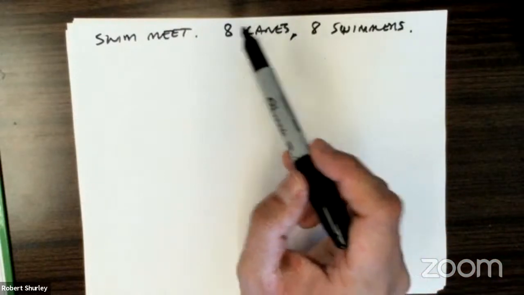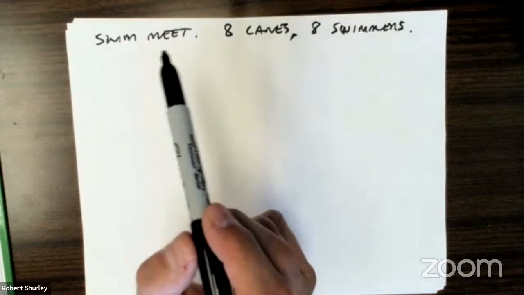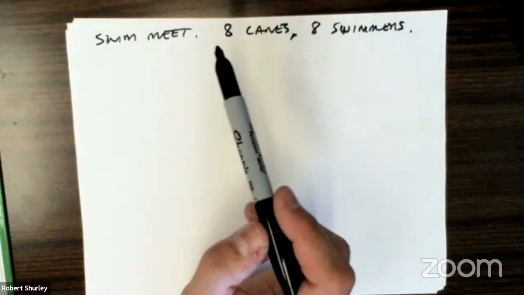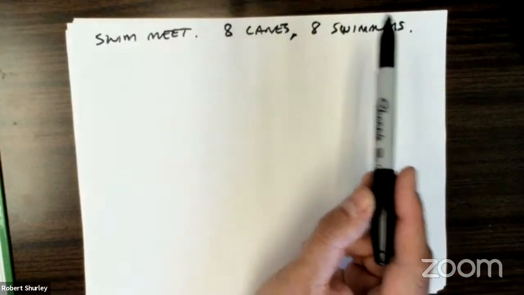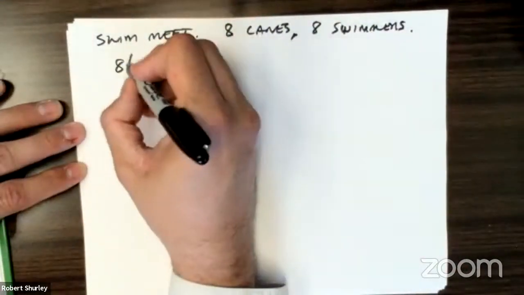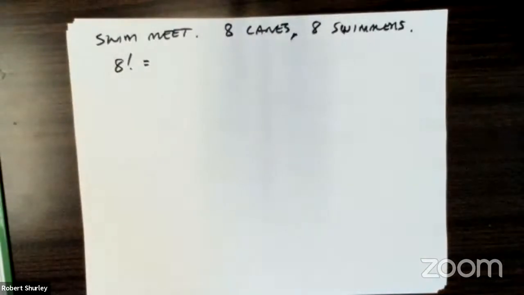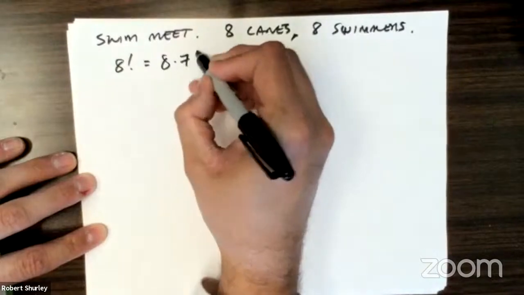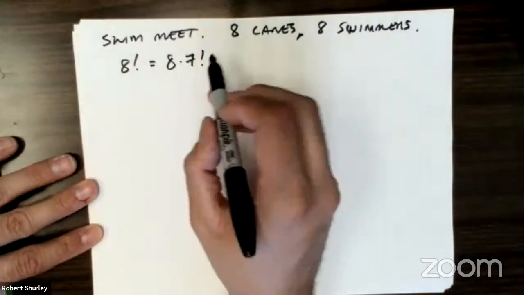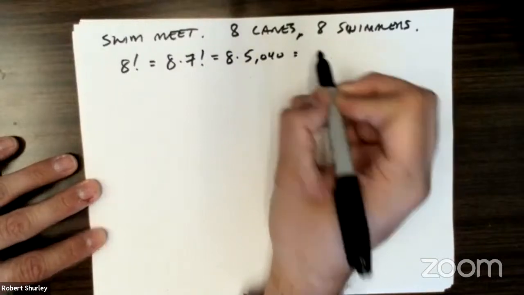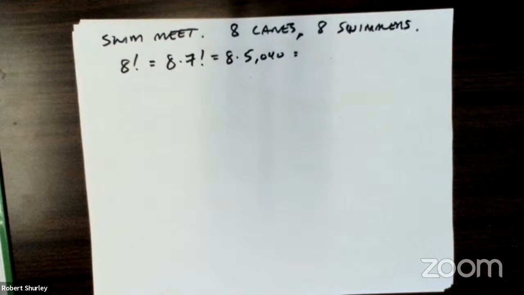If they're labeled by lanes, lane 2 could win, and then lane 4 could come in second, and lane 6 could come in third, and so on. But how many different ways could you end this? Well, because all 8 swimmers are swimming, it's just 8 factorial. I'm going to be a little lazy here. This is 8 times 7 factorial, and we know 7 factorial is 5,040. We did that in the last one. So 8 times 5,040.